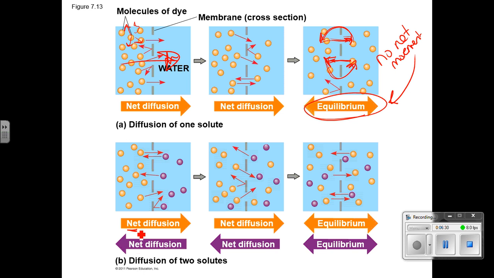And that's why we're using the word net here. What's the net diffusion? Because even though all of these particles here are going this way, that doesn't mean that some of them aren't going back that way. Okay? The net is the overall.